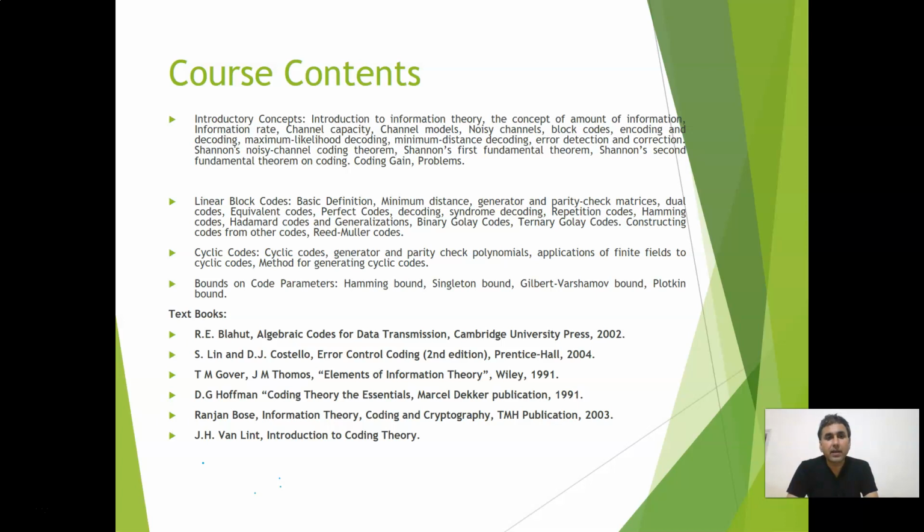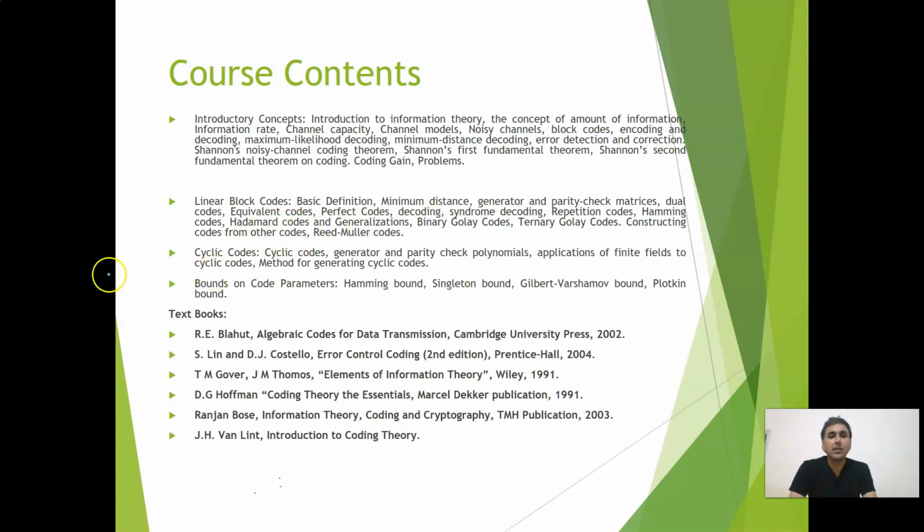In coding theory part, we will cover linear block codes, their basic definition, minimum distance of linear block code, generator matrix and parity check matrix of linear block code, dual code, equivalent code, perfect code, their decoding and syndrome-based decoding, repetition code, Hamming code, binary Golay code, ternary code, and how we can construct code from the other code. And lastly, in Unit 2, we will cover Reed-Muller codes.